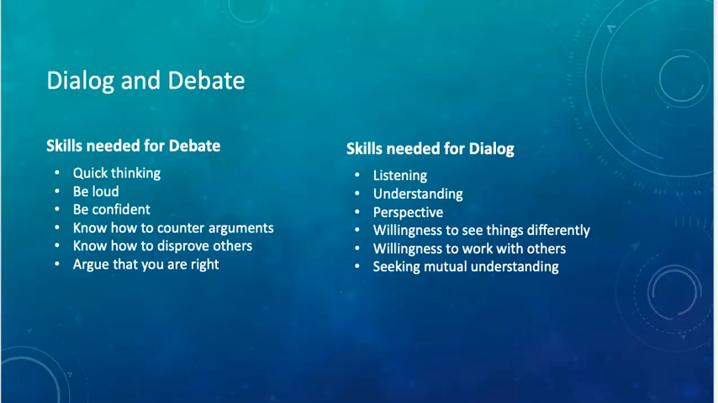You also want to know how to disprove other people. You want to talk about how they're wrong. We don't want to ever talk about how they're right. We more want to talk about how they're wrong. And then the last thing you want to do is be able to argue that you are correct. So you want to, again, it doesn't matter how right the other person is, you want to look correct with other people. Now looking at skills needed for dialogue.